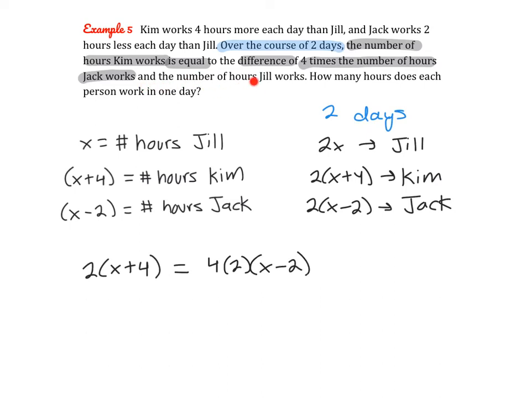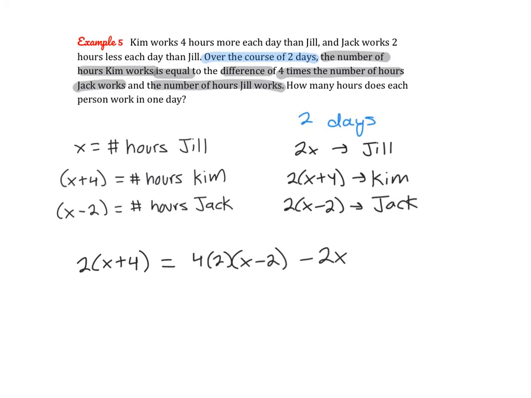and the number of hours Jill works. So that's what we're going to subtract. And Jill works 2x hours. So this is the difference of 4 times the number of hours Jack works and the number of hours Jill works. Okay, and now we can solve for x to see how many hours each person works in one day.